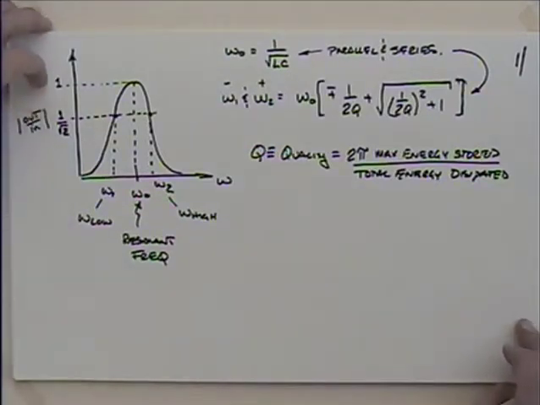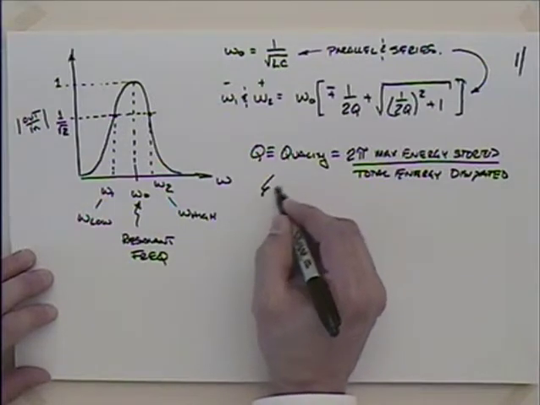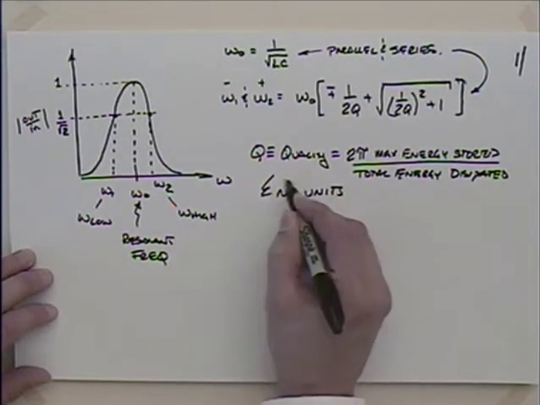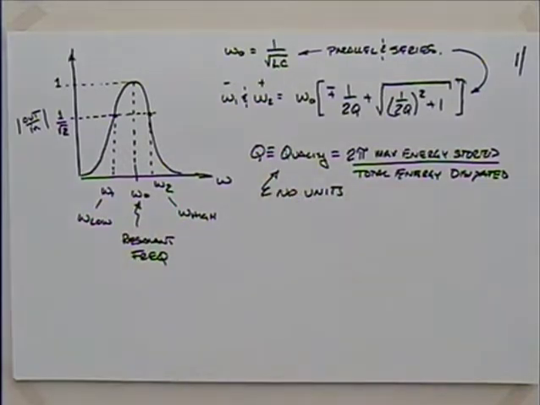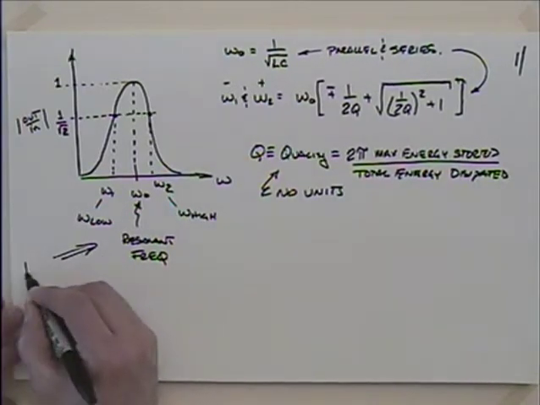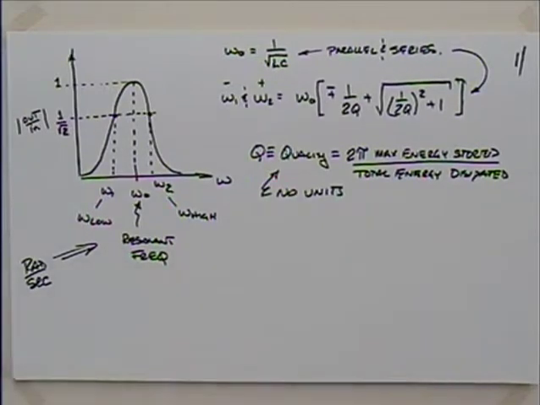We have some other calculations for quality. One thing that we'll note with quality is it has no units. It's a unitless quantity. Most of the things we'll be talking about will have units of radians per second. These are all radians per second: omega naught, omega 1, omega 2, but quality has no units, as you can see from the calculation.